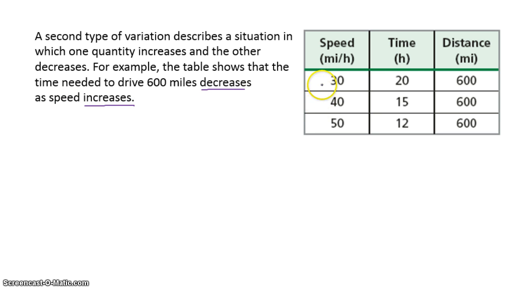So let's look. So if these are our x values over here, we start off with 30 miles per hour. It would take us 20 hours to go 600 miles.